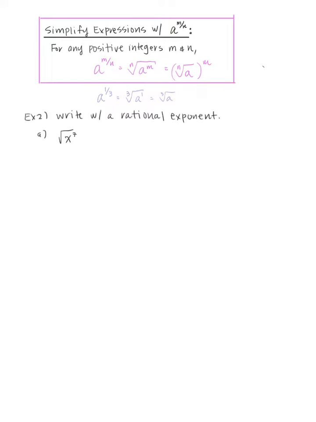Let's take a look at the next example. Write with a rational exponent. Here, we are given the square root of x to the 7.